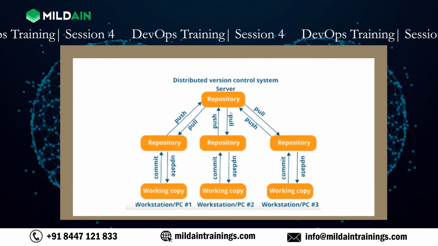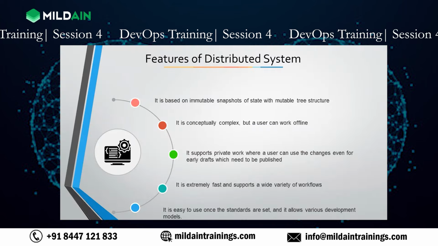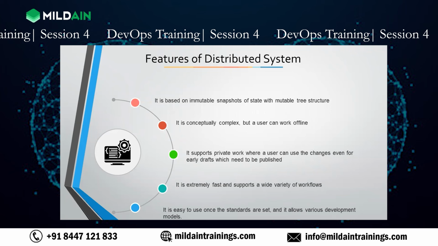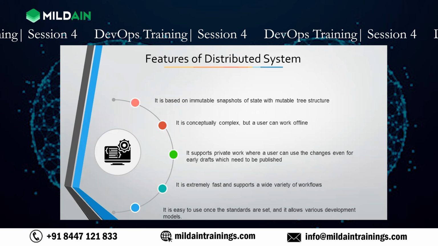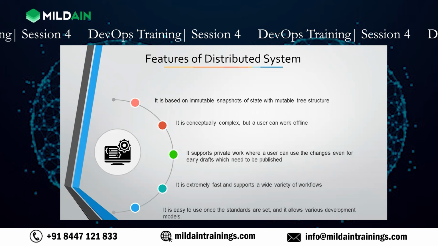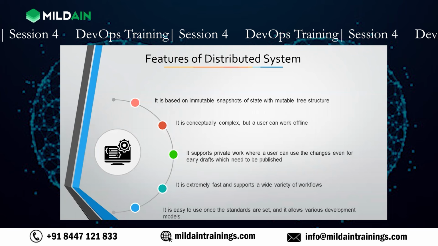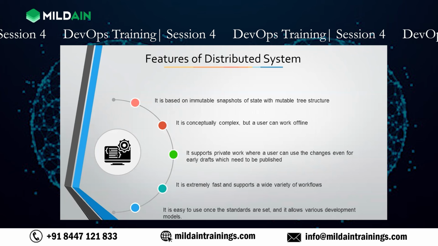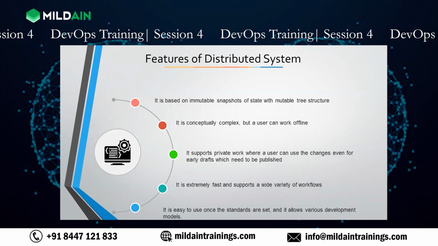Yeah, it's okay. So this gives you the features of a distributed system. It is based on immutable snapshots of state and tree structure. The user can work offline also, because he is cloning and then working on it. It is fast and supports a wide variety of workflows. It is easy to use once the standards are set and allows various development models. So these are the features of a distributed version control system. Is it okay? Yes, it's okay.